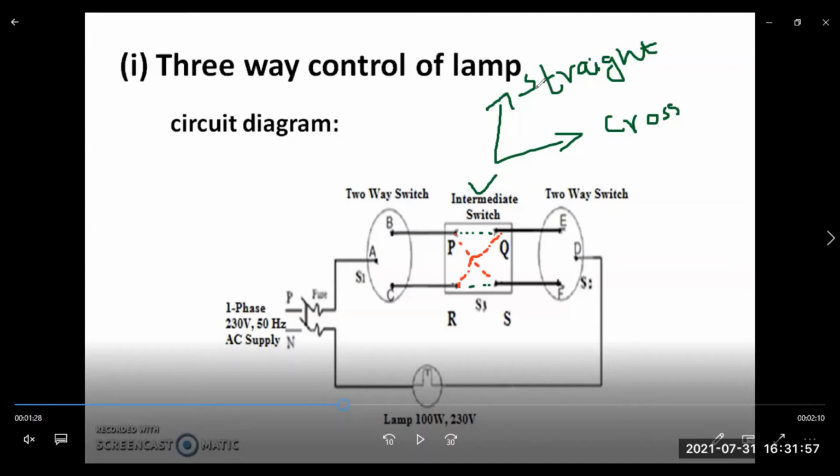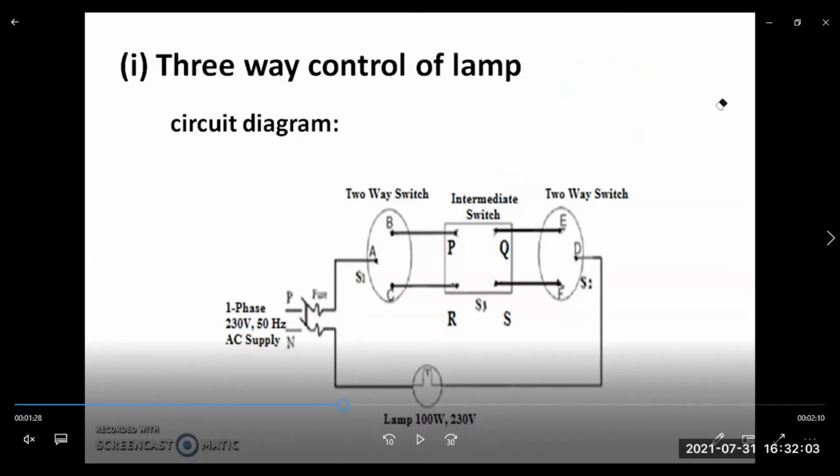I think it is very clear. So first of all, we have to do straight connection. That means PQ and RS should be connected. So first of all, you have to do the connections as per the circuit diagram, and I am going to show you the demonstration.